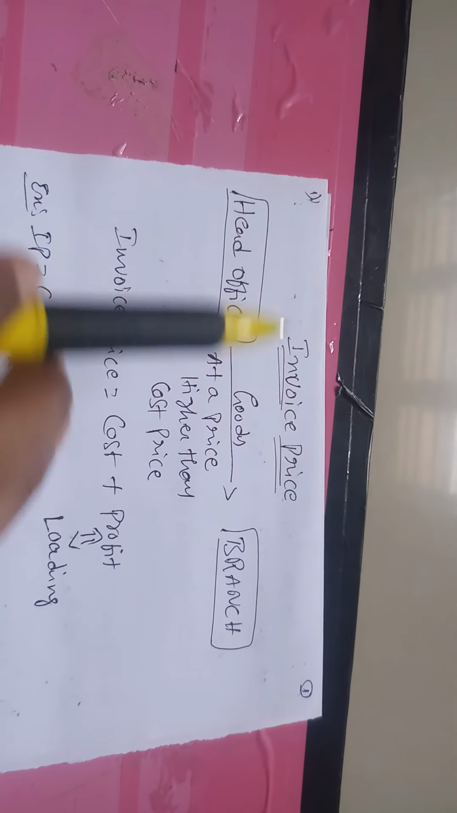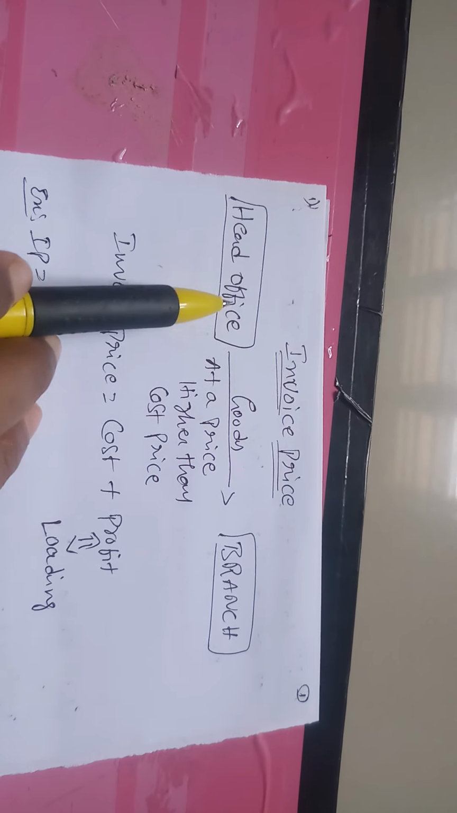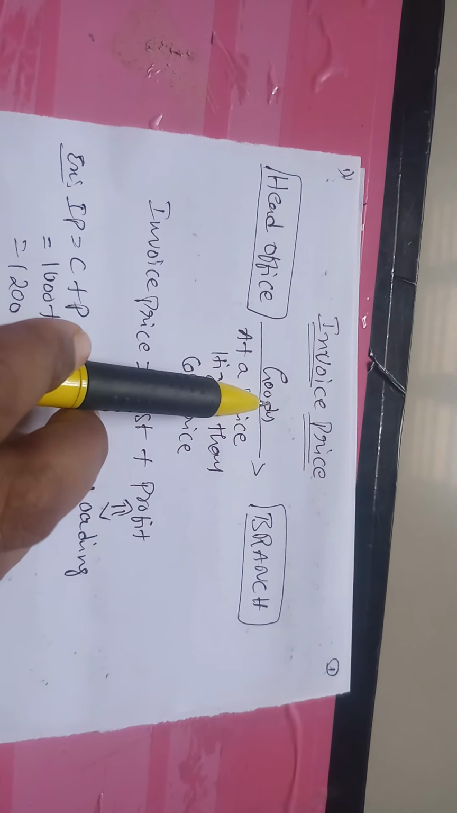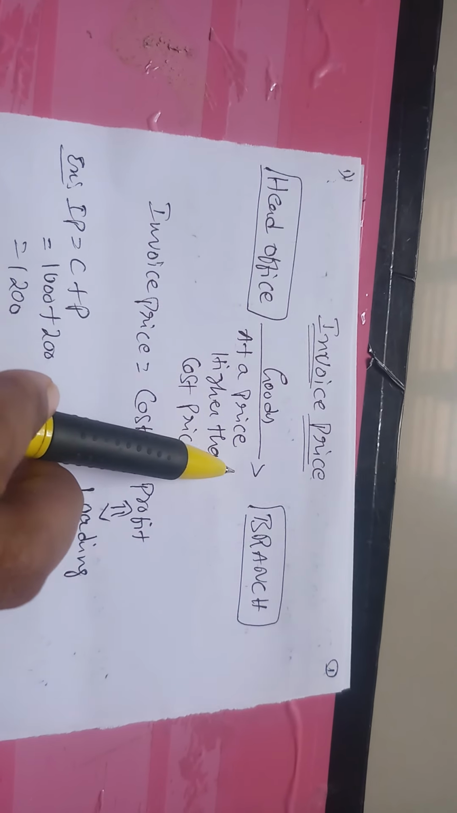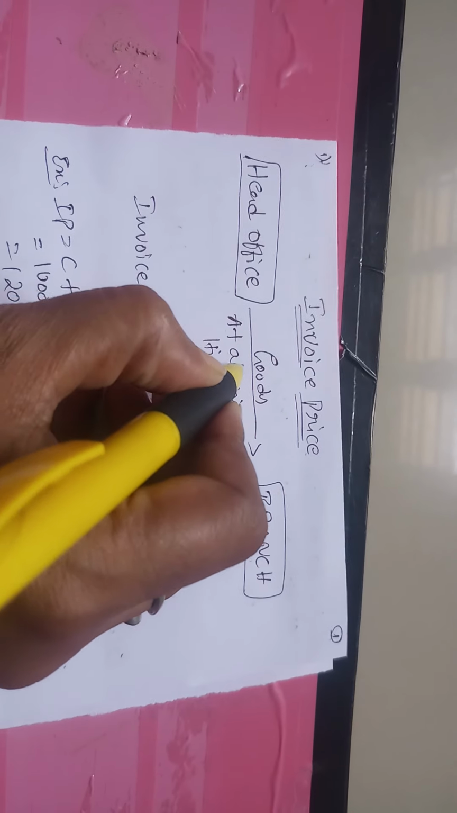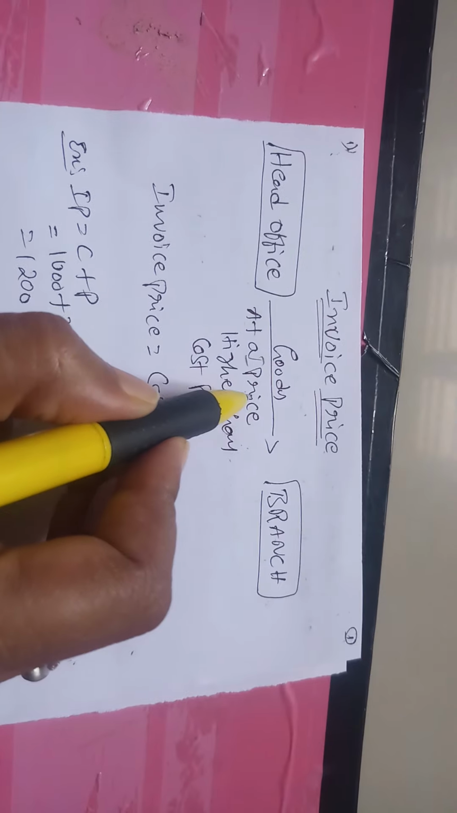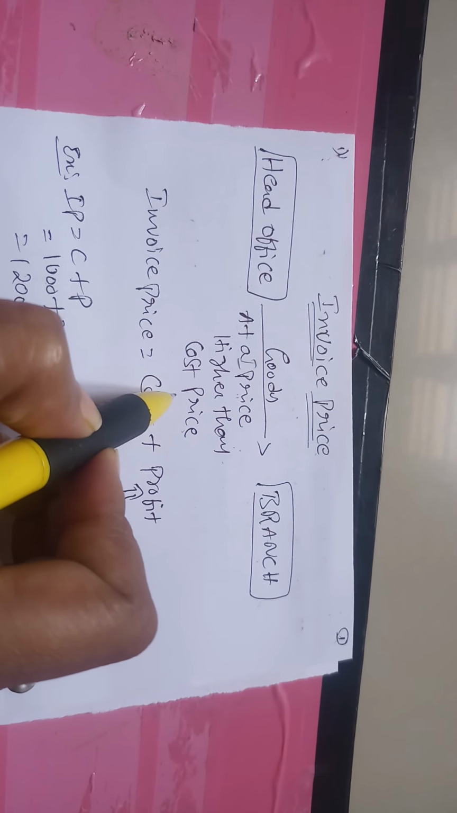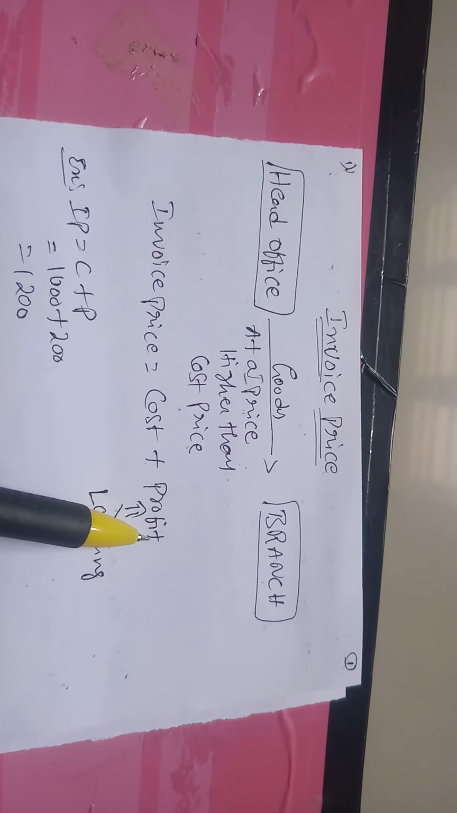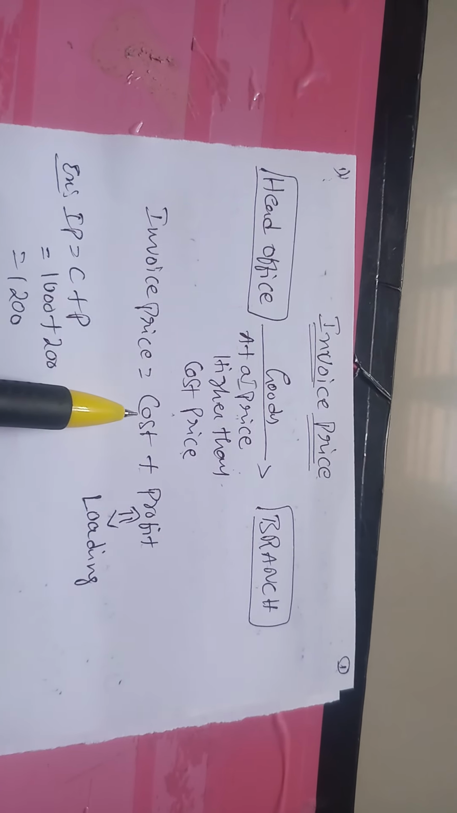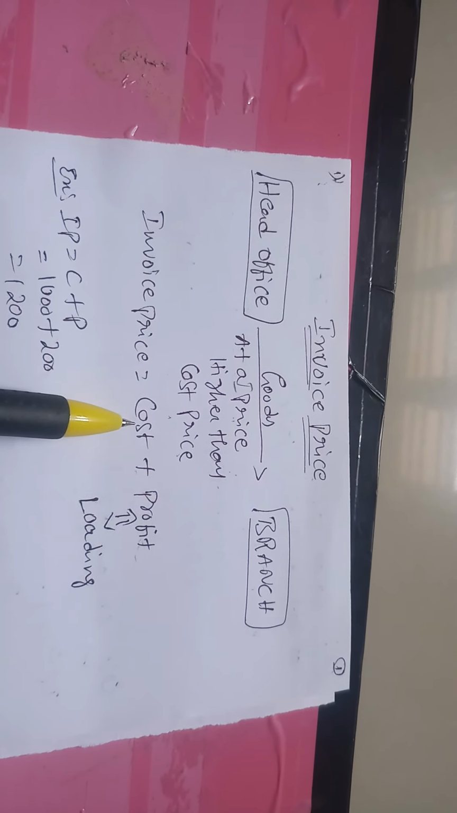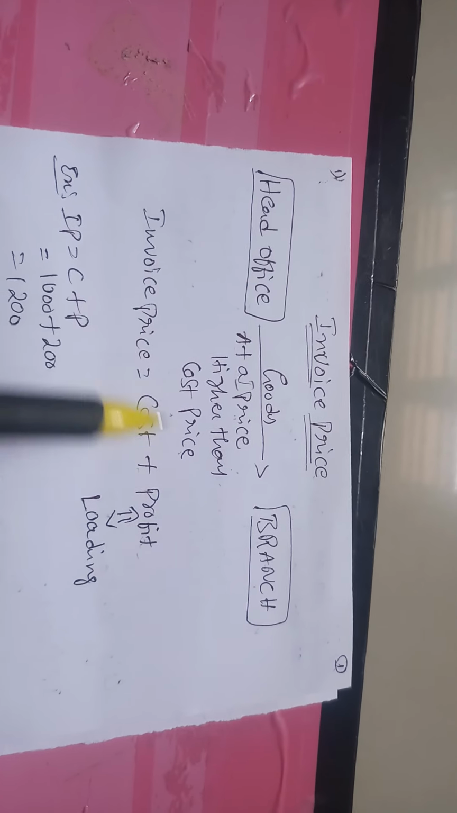So invoice price. Your head office sends the goods to the branch. You already know that head office sends the goods to the branch at a price higher than cost price. That price is nothing but the invoice price. Invoice price is always more than the cost price. So I'll give the formula here. Invoice price is equal to cost plus profit. So invoice price means cost and profit both are included here. Cost does not include the profit, but invoice price includes the profit.